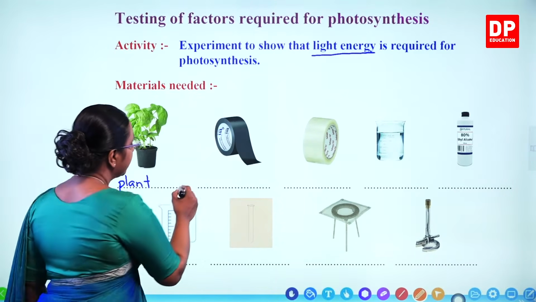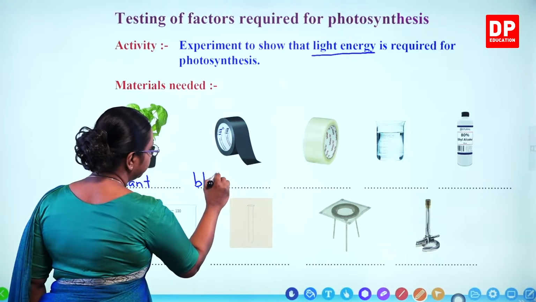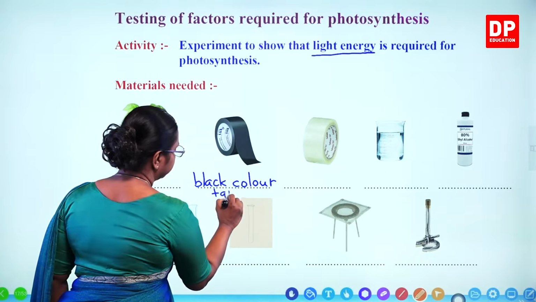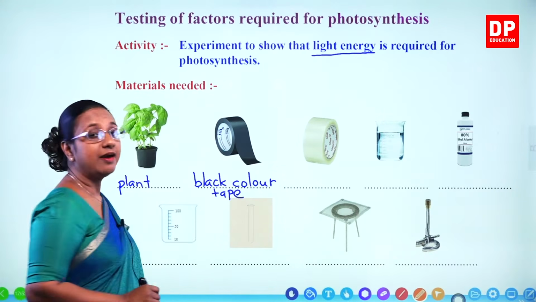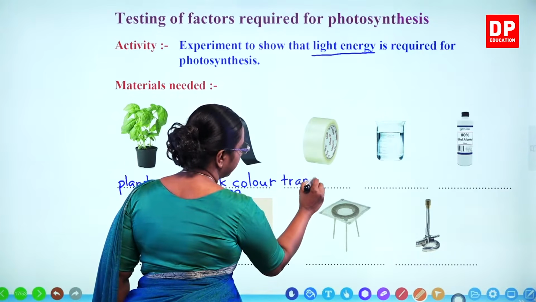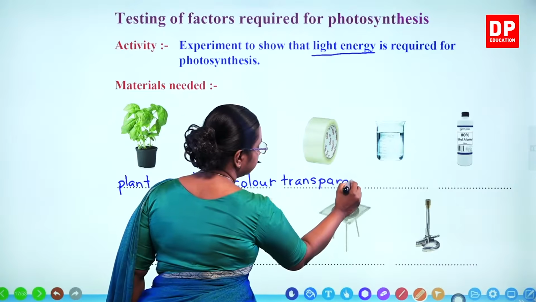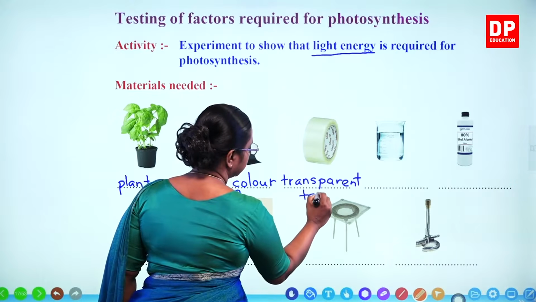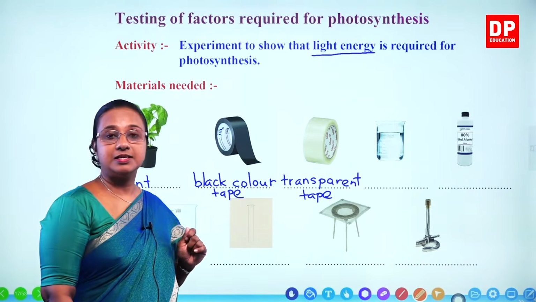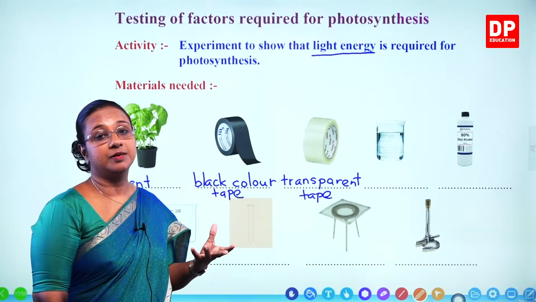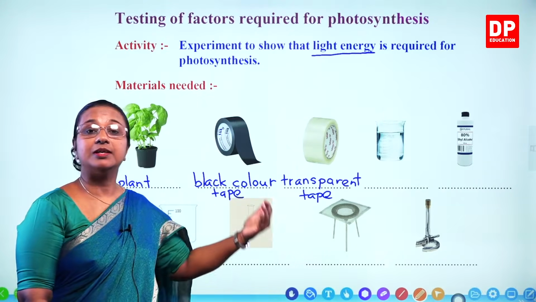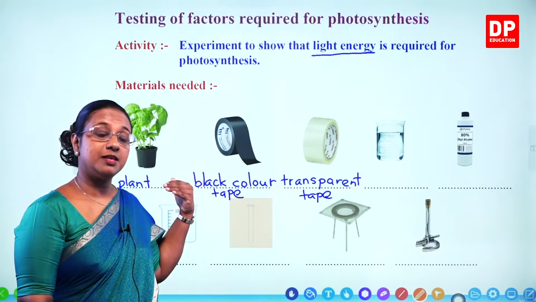Then we need this black color polythene or black color tape. To have a control experiment, we need to have a transparent tape. These are to show that light energy is needed, but to confirm whether photosynthesis took place or not, we have to carry out the activity that we discussed before.